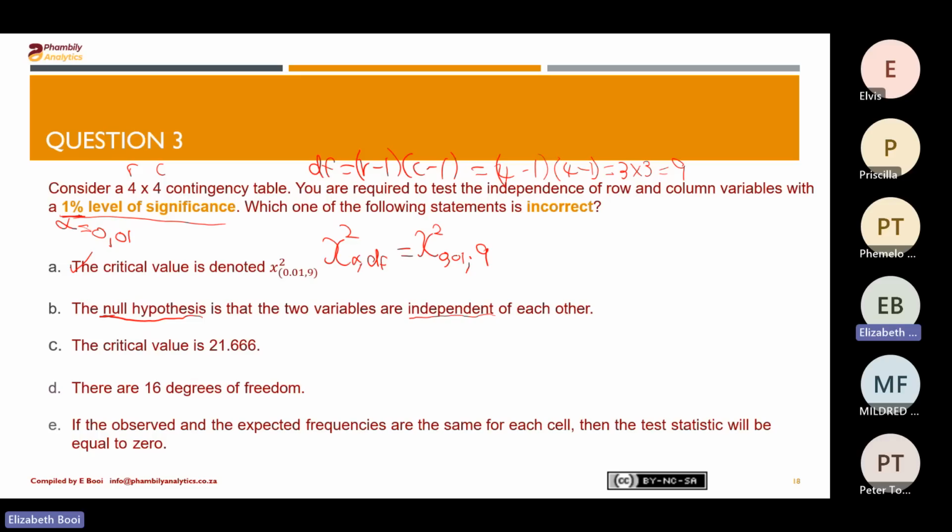So you're deciding not to talk to me? It's fine. That statement is correct. We've been saying it. Null hypothesis, H naught, always states independent.